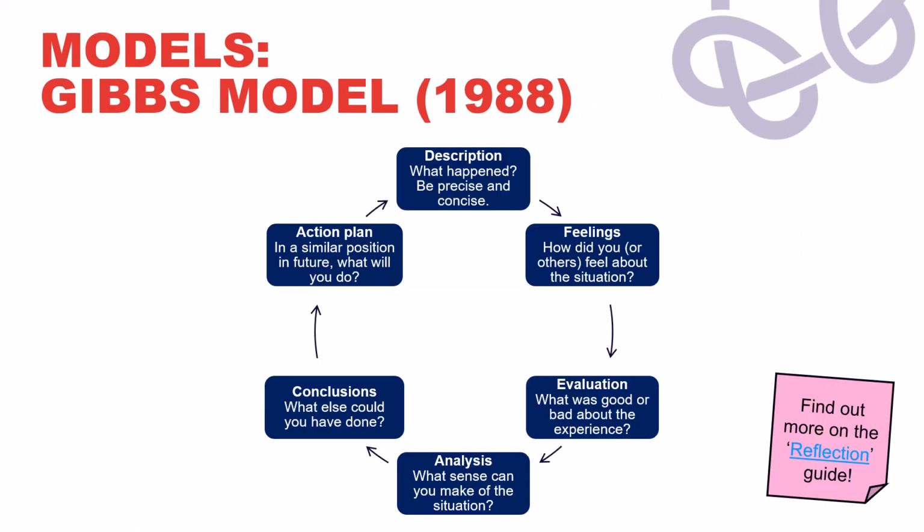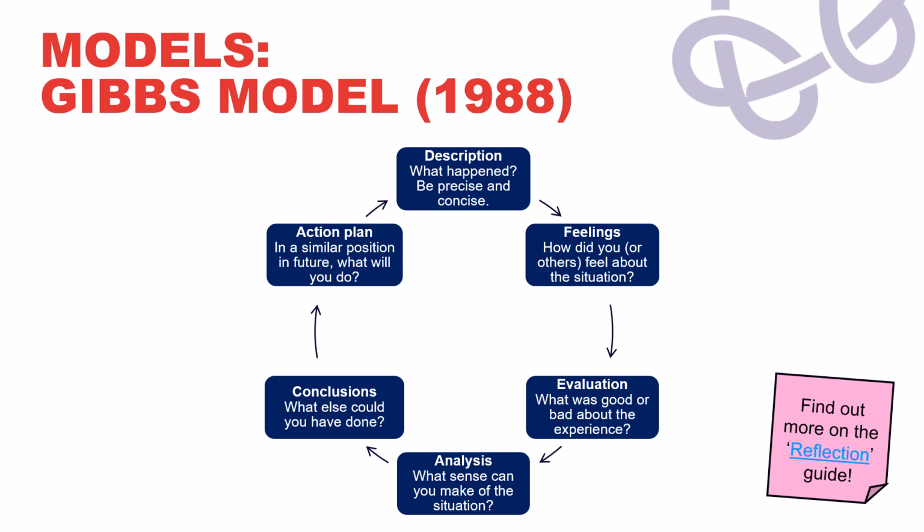The next model is the Gibbs model, and as you can see from the diagram, this has got more sections, but this is quite clear about what you need to do within each section because the headings tell you what to do. For example, the first section, it says description. This is where you say what happened and indicate the outcome, give your reader the details that they need to understand. The second section, you explore your feelings.